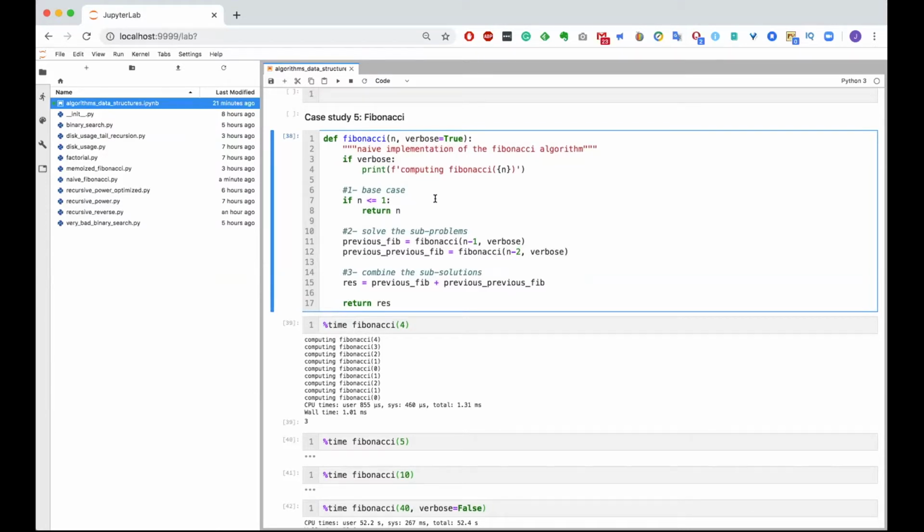Hi, you see the Jupyter? Mm-hmm. Great. Yes, I do.